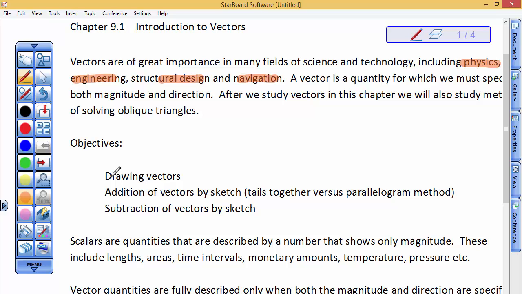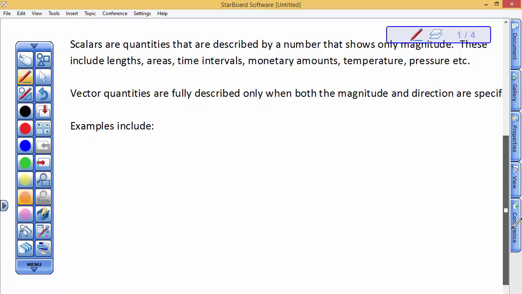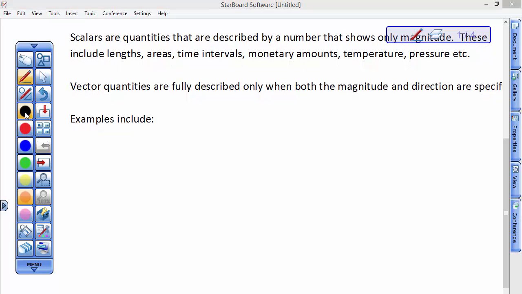What we're going to learn to do here is draw a vector, then add vectors by a sketch, and then subtract vectors by a sketch. But first I'd like to explain to you that vectors are quantities that are only fully described if you give me both magnitude and direction.